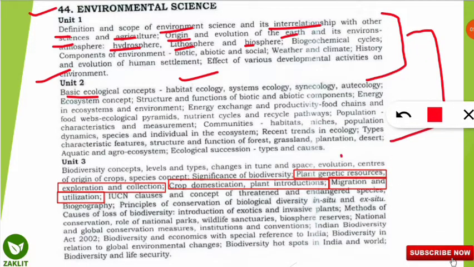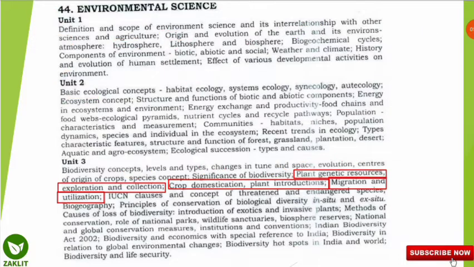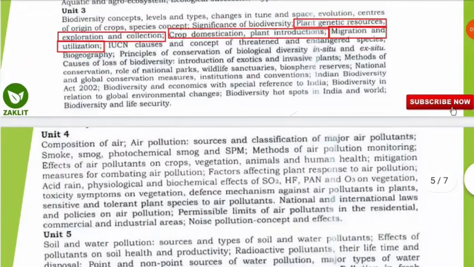For example, plant genetic resources, its exploration and collection, crop domestication, plant introduction, that means it is talking about invasive species and all, migration and utilization of plant introduction. So these are coming from an agriculture point of view. So all this is agriculture part, which is not specifically in environmental science. Apart from this, these are the same. So these are units 1, 2 and 3. Unit 3 is for the biodiversity concepts and all. Let's move to the next slide.